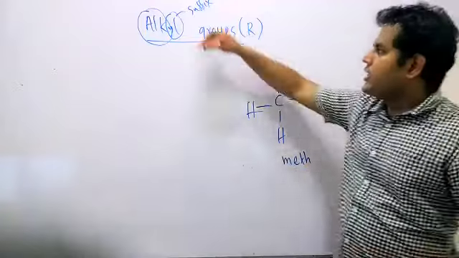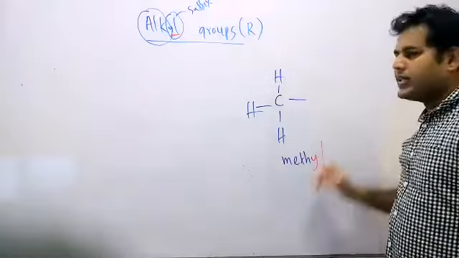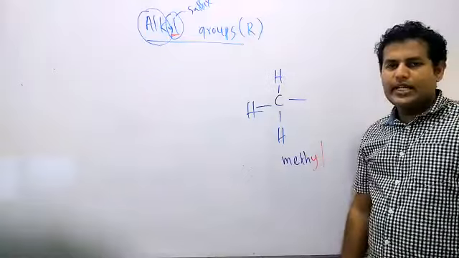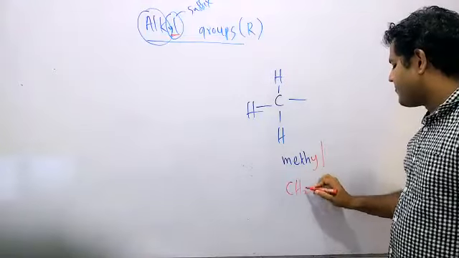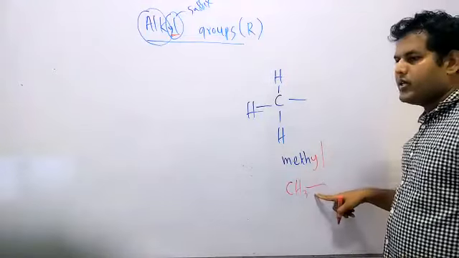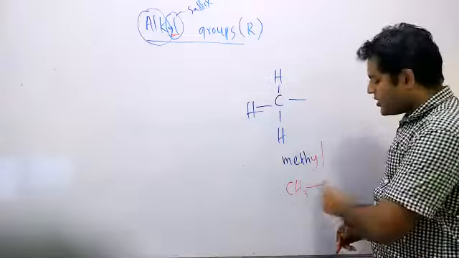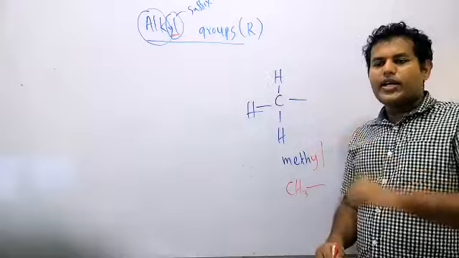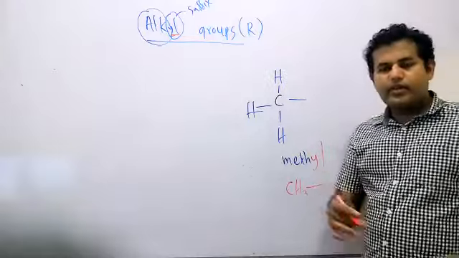In order to indicate this as an R group, we have to add the suffix yl, called methyl. So this is called methyl. How do you write it in short form? CH3 dash. Why do we need this dash? Because it suggests this part is available in order to connect with another part.